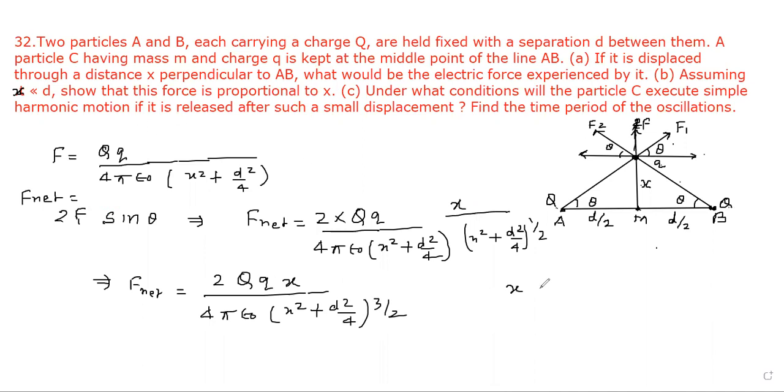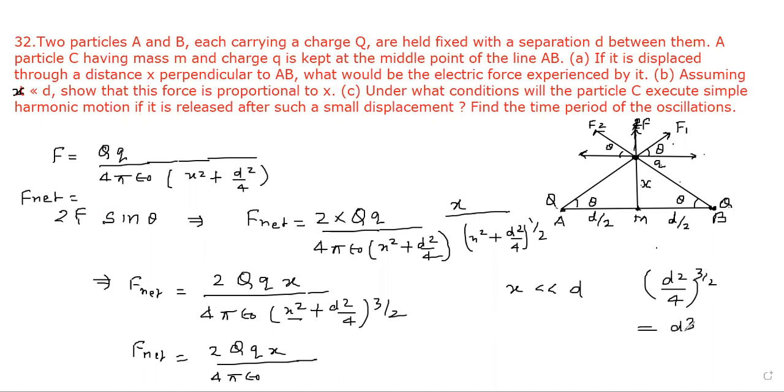Here the condition is given that x is less than d, so we can ignore this term. So we will get 2 capital Q small q x divided by 4 pi epsilon naught times only d square by 4 power 3 by 2 will be left. So d square by 4 power 3 by 2. It means d cube divided by 4 root 4. So that will be d cube by 8. So we can write it as d cube, and 8 we can write in numerator. So we have got it as 16 capital Q small q x divided by 4 pi epsilon naught d cube. Clearly, F is proportional to x.